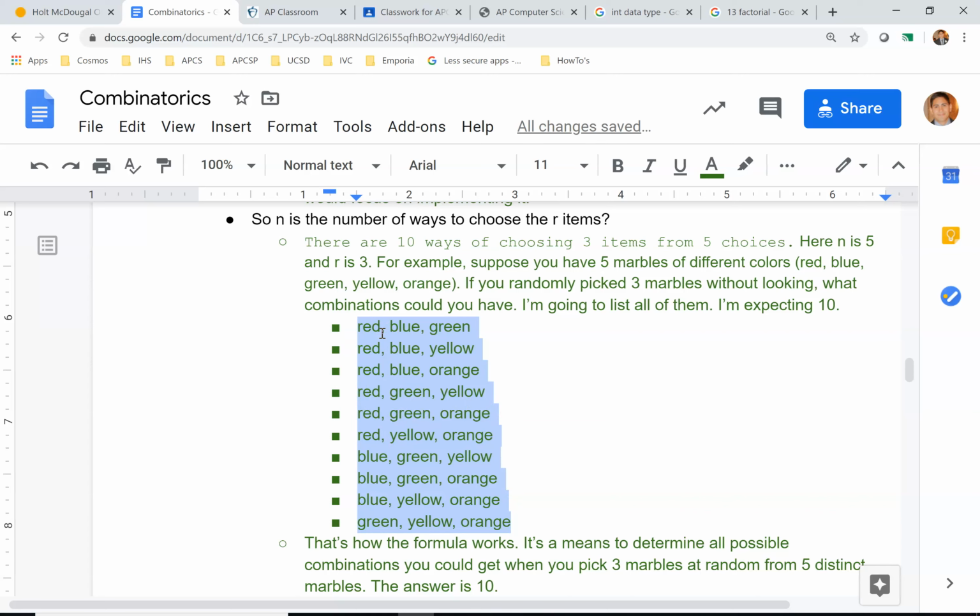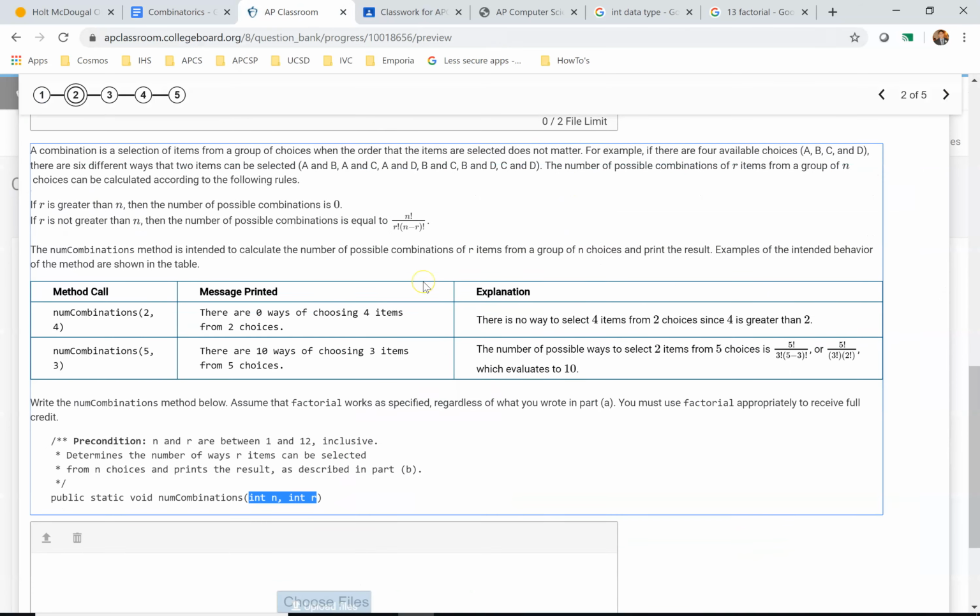And there's 10 possible scenarios that you could get, 10 possible combinations, if you reach into a hat that has 5 marbles of different colors and you pick 3. And that's what this method does. It tells you the number of combinations you can get. So if you have 5 marbles of different colors, you reach in and you pick 3, you could potentially get any of these 10 combinations. And that's the formula, okay? That was the question. Well, I'm not sure what's going on. Well, that's what's going on.